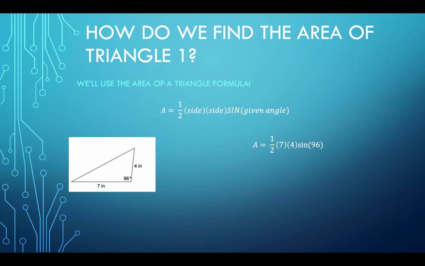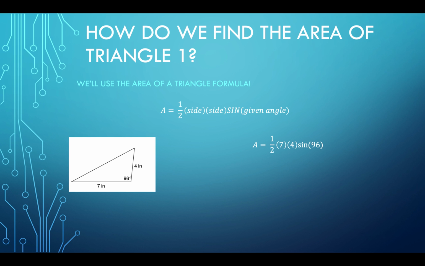And instead of using 1/2, what should we use? We should use 0.5. Because if we use 1/2, we have to make sure we're putting parentheses around that. Otherwise, your calculator's most likely not going to recognize that you're doing 1 divided by 2 times 7 times 4. It's just going to do 1 divided by 2 times 7 times 4, not half of 7 times 4. So we plug this in.